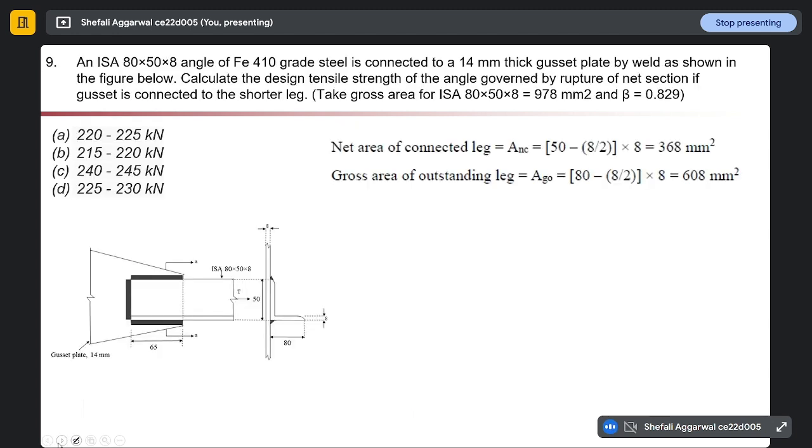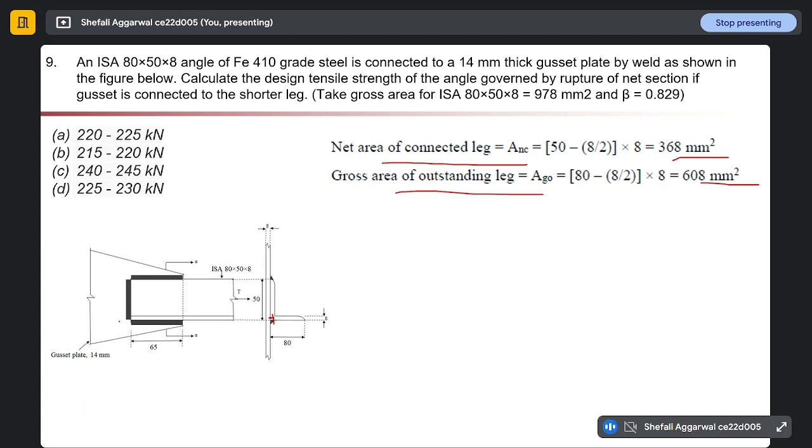So how will we calculate this? First, we calculate the net area of the connected leg. The net area of the connected leg will be (50 minus 8/2) into the thickness of our angle section, 8, which gives 368 mm². Why are we doing 8/2? To neglect this double effect. Second is the gross area of the outstanding leg. Again we do the same thing, (80 minus 8/2) into 8, which is 608 mm².